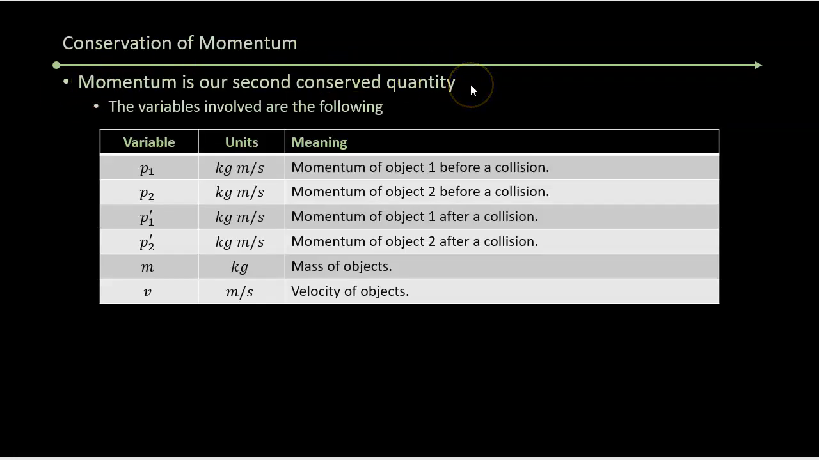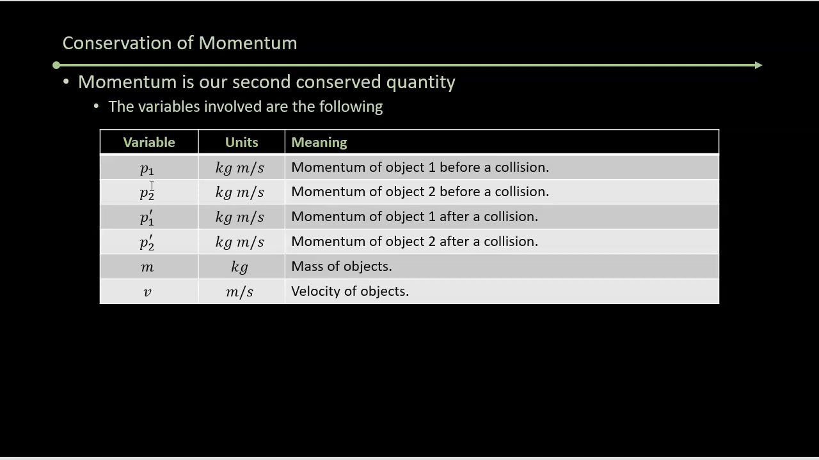Momentum is our second conserved quantity. Remember, energy was our first. Well, momentum is also a conserved quantity, and we have different notation we're going to be introducing in here. P1 is one object, P2 is another object, right? Because with momentum, you have to keep the objects separate or track them separately because they don't add simply. You have to take direction into account.